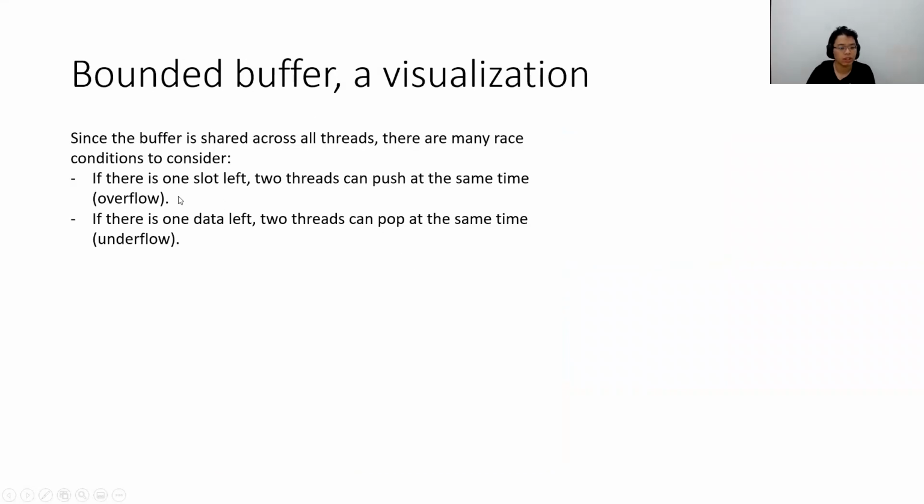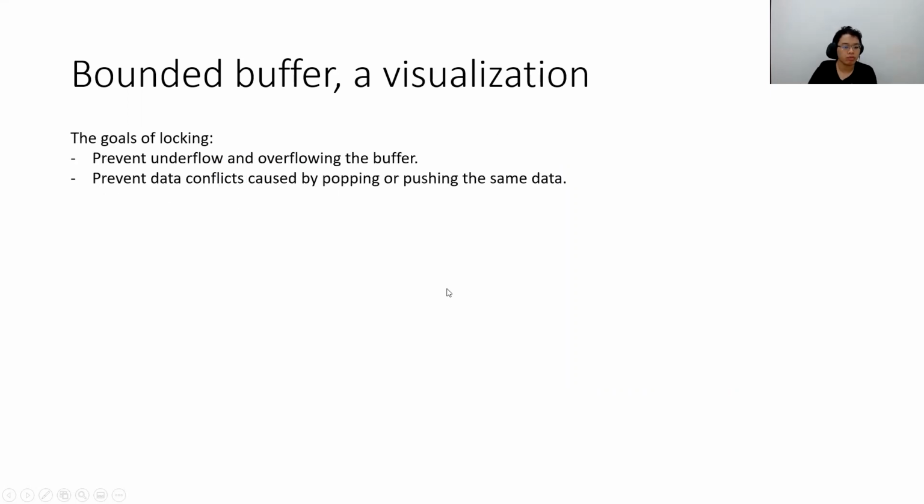I'll reiterate: if there's one slot left and two threads can push at the same time, that would cause an overflow. If there is one data item left, two threads can pop at the same time. This is without any synchronization, and that would cause an underflow. So the goal is to lock the threads until there is sufficient space to push, or sufficient data to pop.